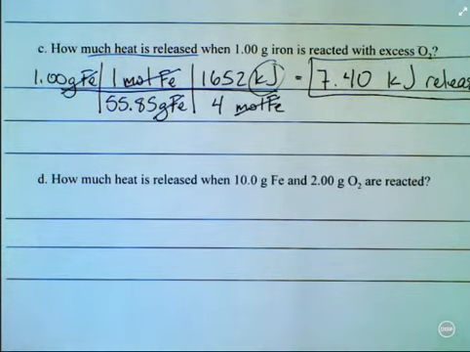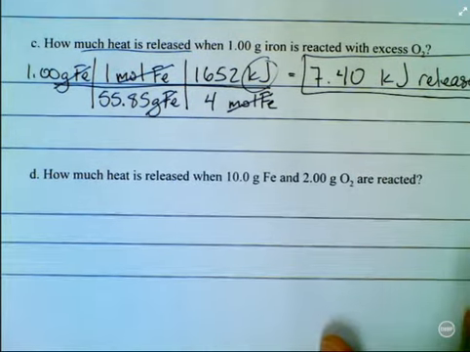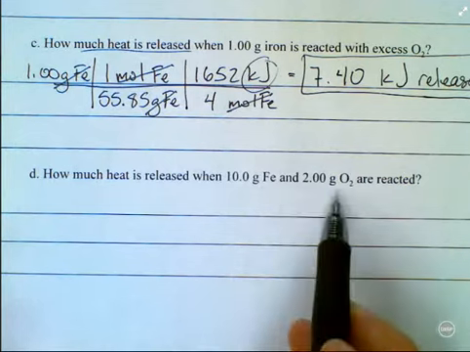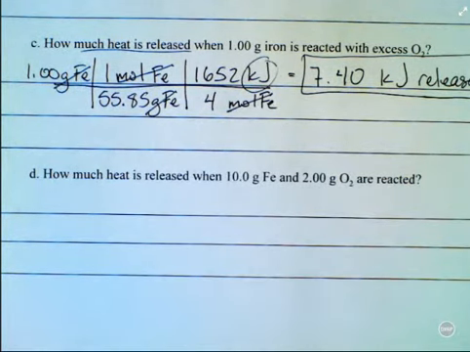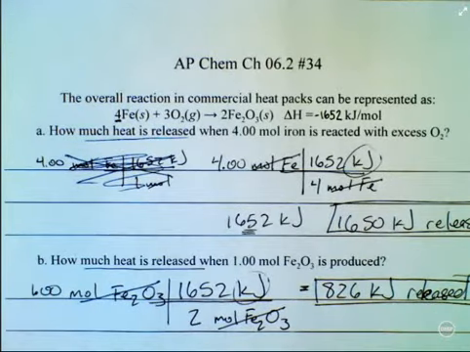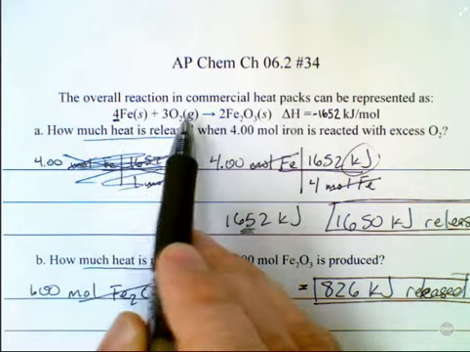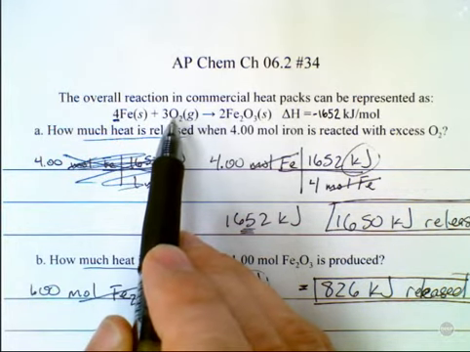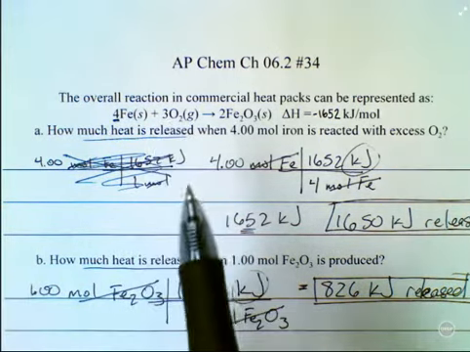At D, how much heat is released when 10 grams of iron and 2 grams of oxygen are reacted? Now we have a mass of iron and a mass of oxygen. We don't know which one is the limiting reagent. We have to figure out which one's going to run out first, because they're not going to be used at the same rate. According to the balanced chemical equation, for every 4 moles of iron, I need to use 3 moles of oxygen gas.